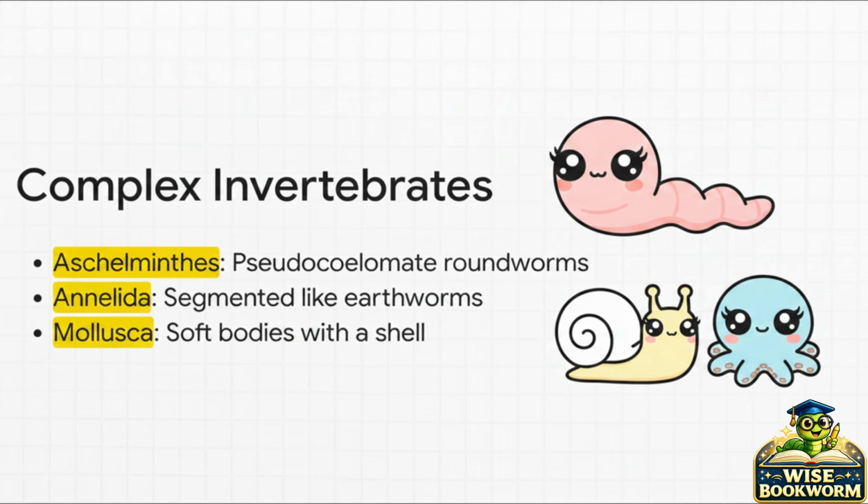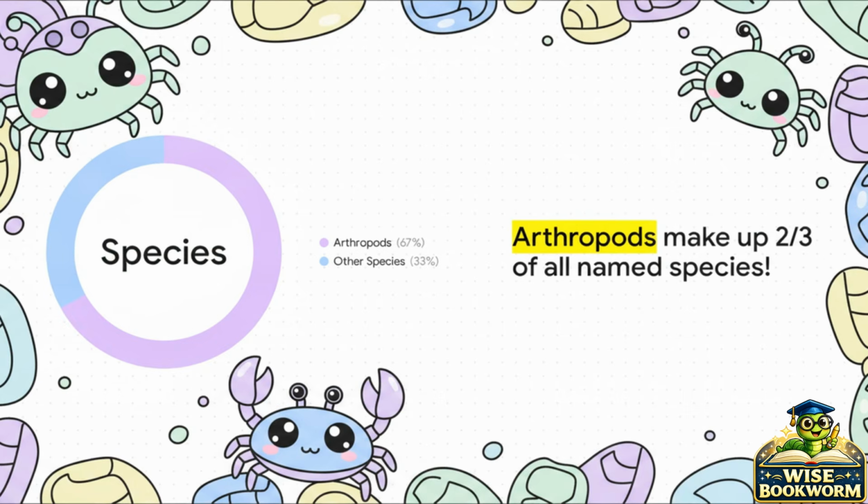These are your snails and octopuses, creatures with soft bodies smartly protected by heavy calcareous shells and specialized mantles. But the absolute, undisputed rulers of the animal kingdom are the arthropods. Insects, spiders, and crabs make up a staggering 67% of all named species on Earth, 2/3. Their immense success really comes down to having a highly adaptable protective exoskeleton and jointed appendages. This combo has allowed them to conquer virtually every single microenvironment on the planet.